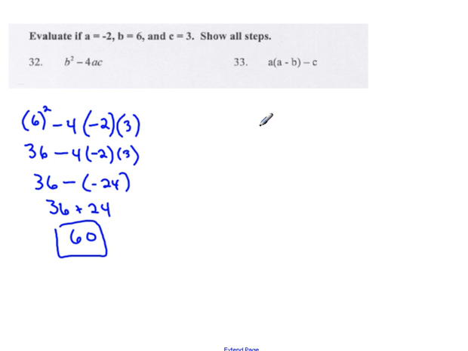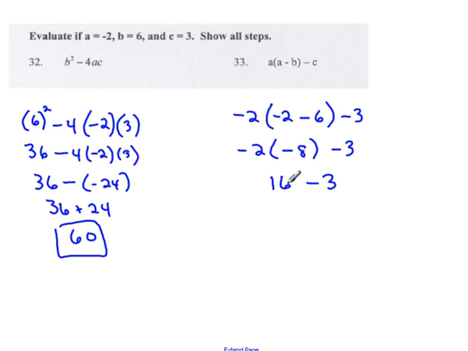Okay, number 33. Substitute first. A is negative 2, B is 6, and C is 3. Grouping symbol first. Negative 2 minus 6 is negative 8. Multiplication next. Negative 2 times negative 8 is positive 16. Subtraction last. 16 minus 3 is 13.